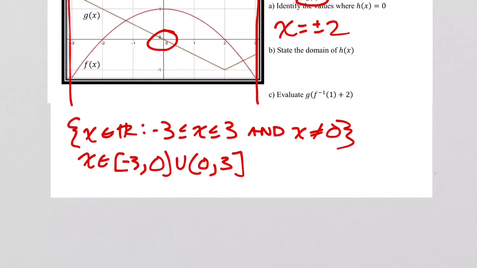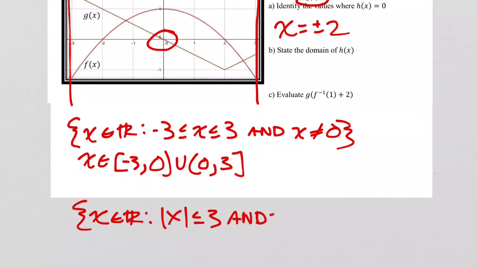If you wanted to, you could be fancy schmancy and say x in R such that the absolute value of x is less than or equal to 3, and x is not equal to 0. Those 3 things there all mean the exact same thing. If you use absolute value of x is less than or equal to 3 like that, I'll give you a high five because I think that's the sweet way to do it. It's the most efficient way to do it. I don't know, maybe interval's more efficient in this case. Whatevs. There we got it.